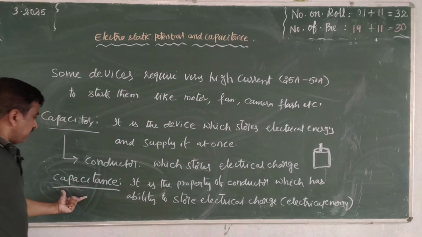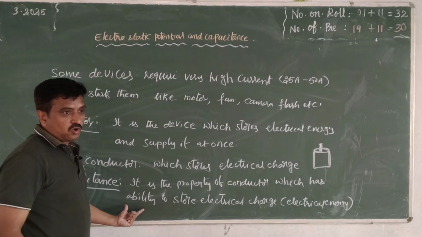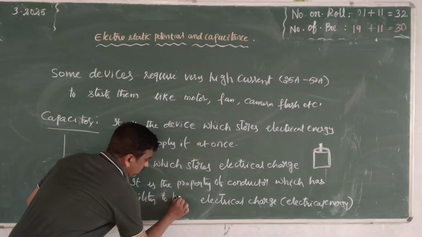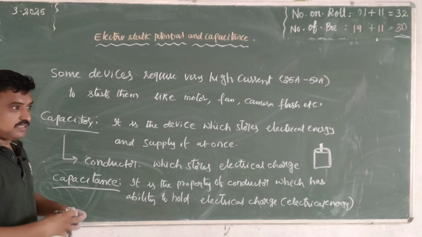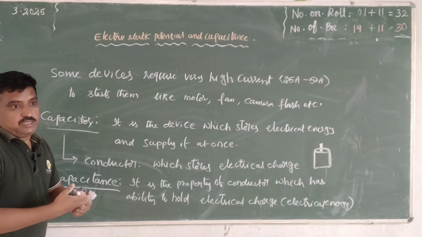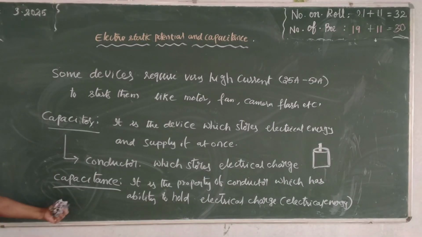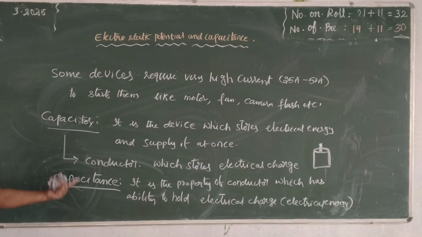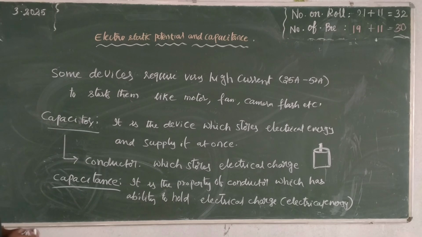See here, capacitance is the property of a conductor which has the ability or capability to hold electrical charge or electrical energy, and it gives it suddenly to the fan or motor, so then it will start. That property we call capacitance, and the device we call a capacitor. Capacitor is the device, capacitance is the property: the ability to hold electrical charge or electrical energy. So this is the basic information.